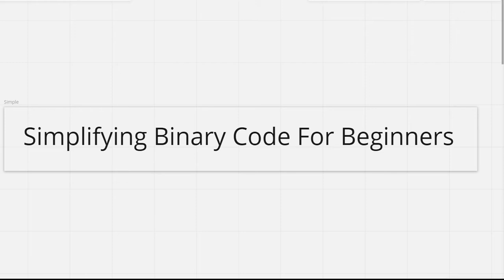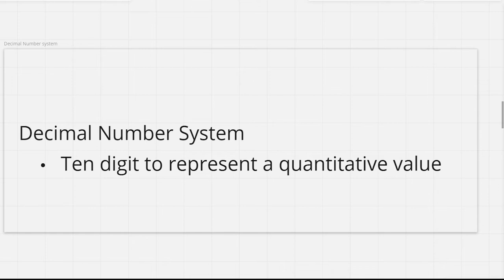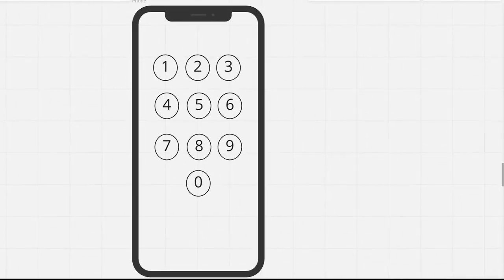Before we get into the binary system, let's compare it to a numbering system you are familiar with, and that system is called the decimal number system. Whether you knew that's what it was called or not, you use it daily. If you look at a phone or any number pad, you'll recognize it has 10 digits that represent a quantitative value, like 0, 1, 2, 3, 4, 5, 6, 7, 8, 9.